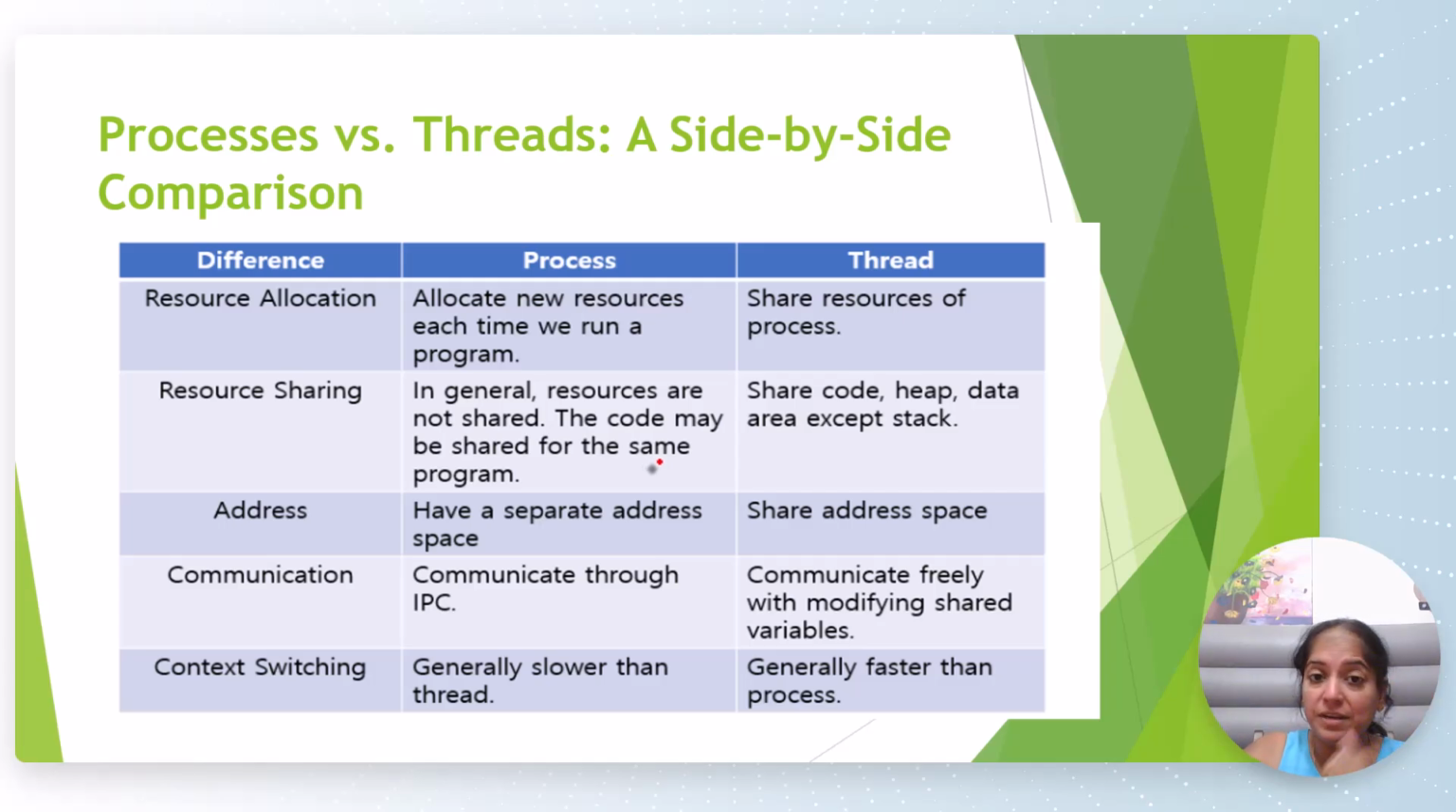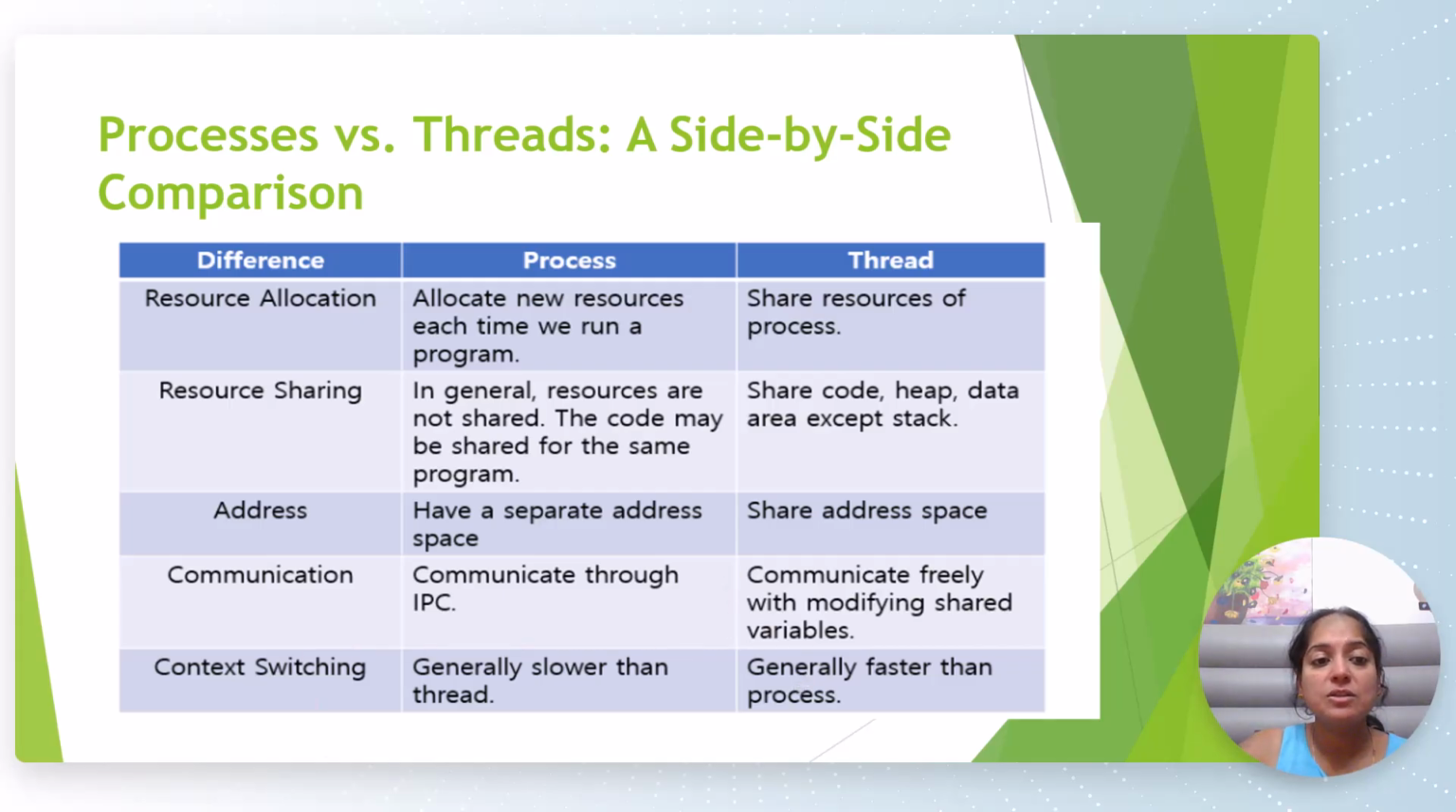So, what is the difference between a thread and a process? The first difference, let's talk in terms of resource allocation. Whenever we run a program, it becomes a process, so new resources are allocated each time to a process. But while we create a thread, no new resources are allocated since a thread shares the resources of the process.